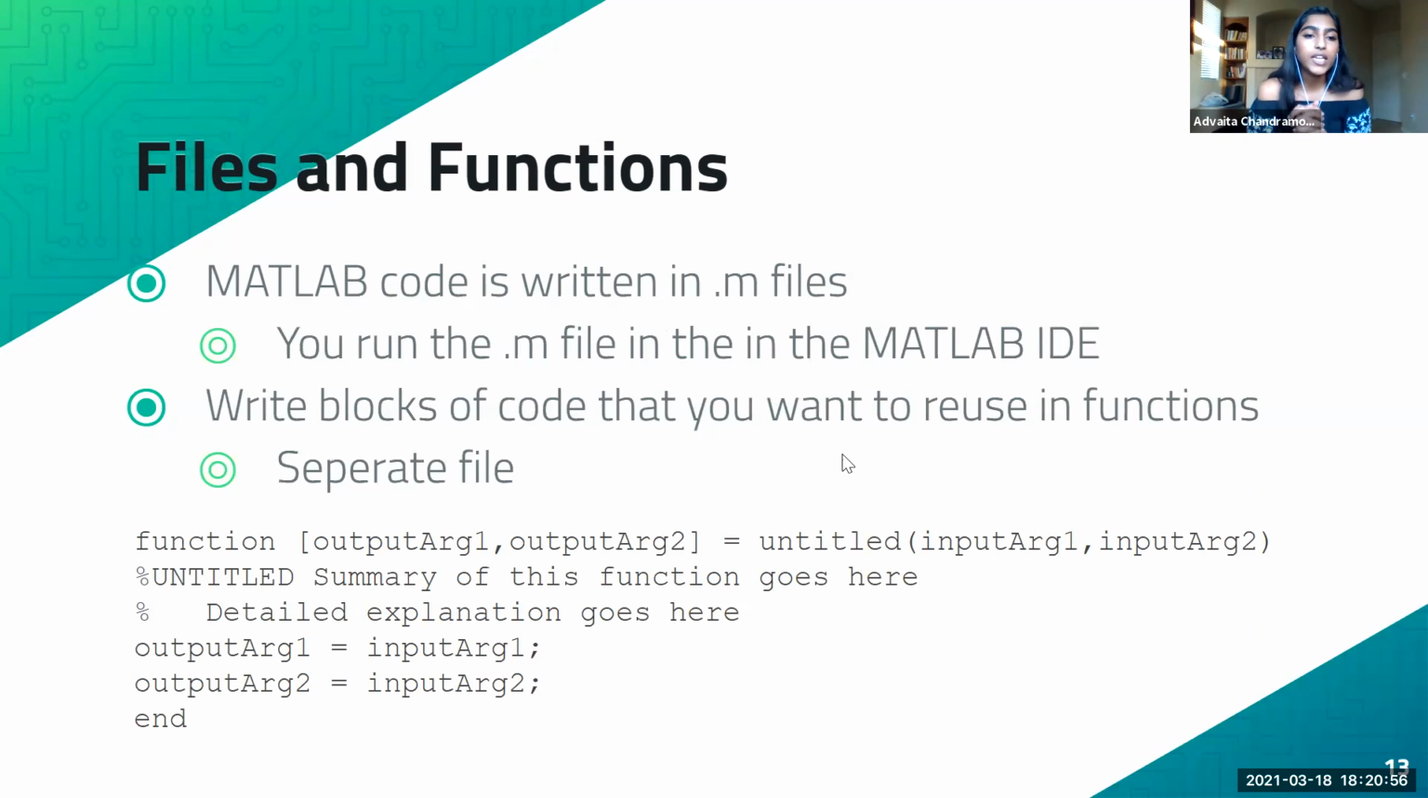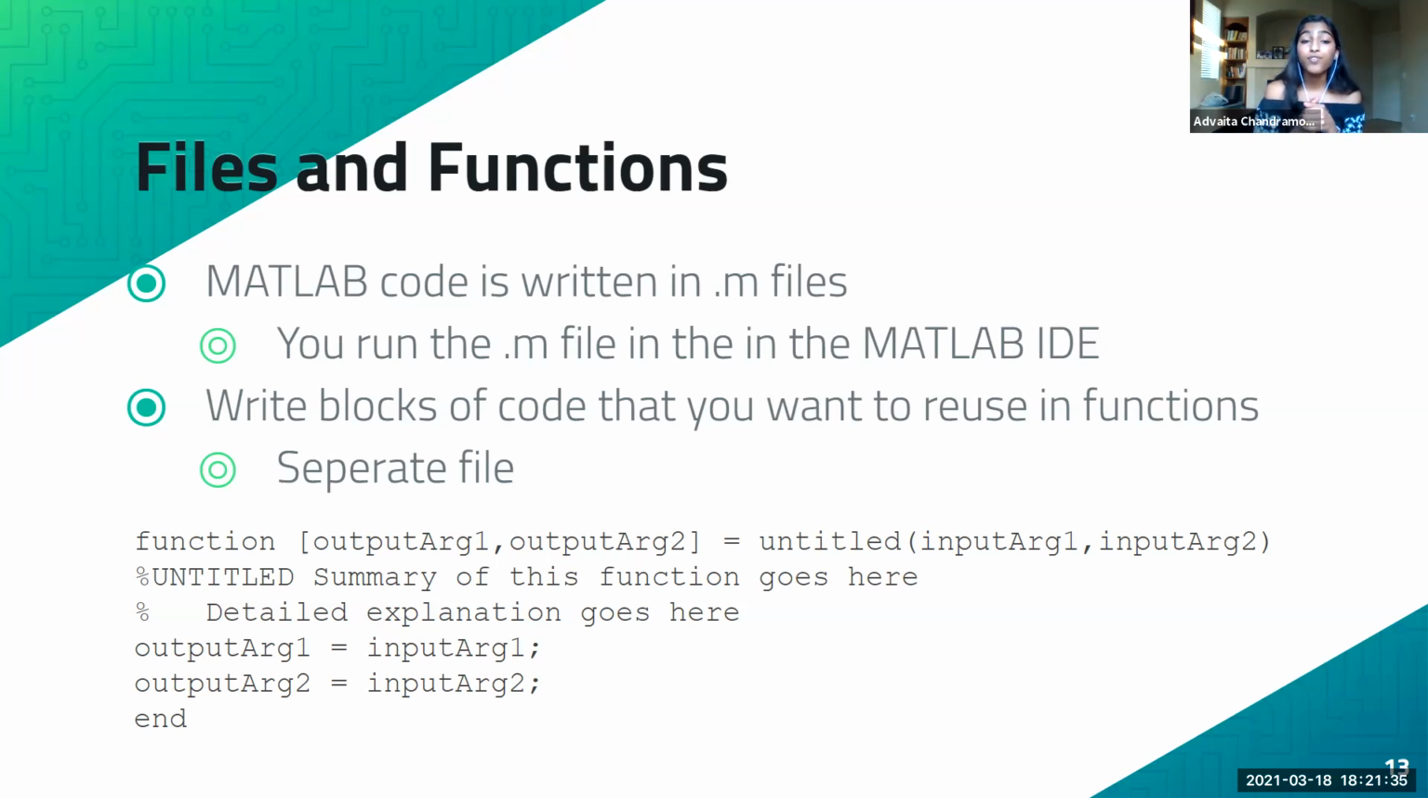Okay, so now we're getting into, I think, a little more important things in terms of just how MATLAB works in general. MATLAB code is written in .m files. Every coding language usually has a file type that it's associated with, and that's how your computer knows how to deal with it, especially if you're just running it on your computer without an IDE. For example, Python files are .py, and that's how your computer knows that's a Python file. MATLAB code is written in .m files, and the way you run MATLAB code is you run the .m file in your MATLAB IDE, and that's how the software essentially handles it.